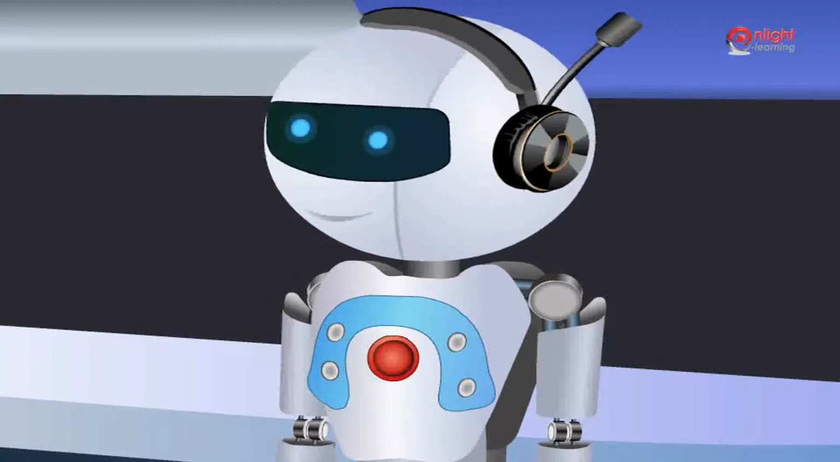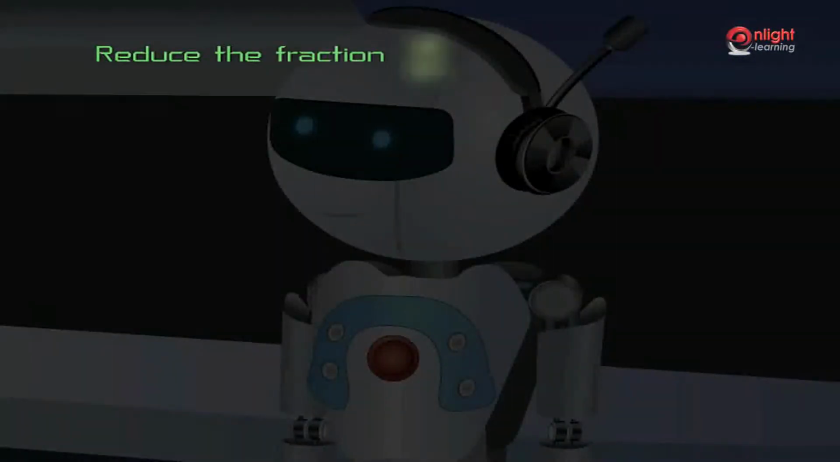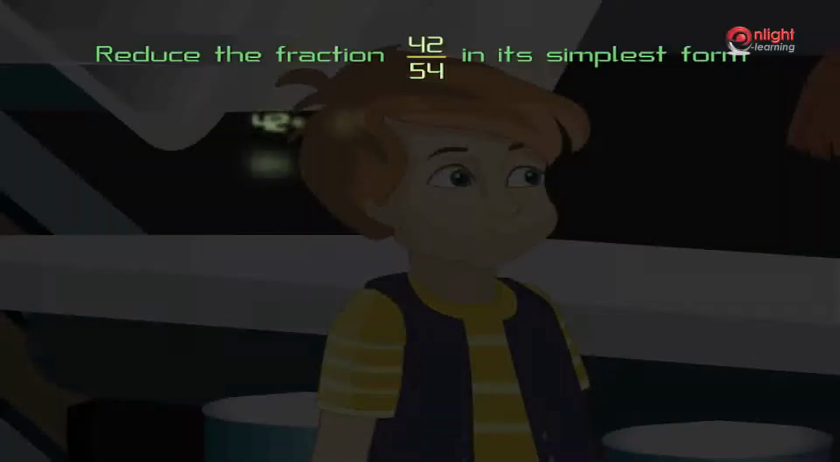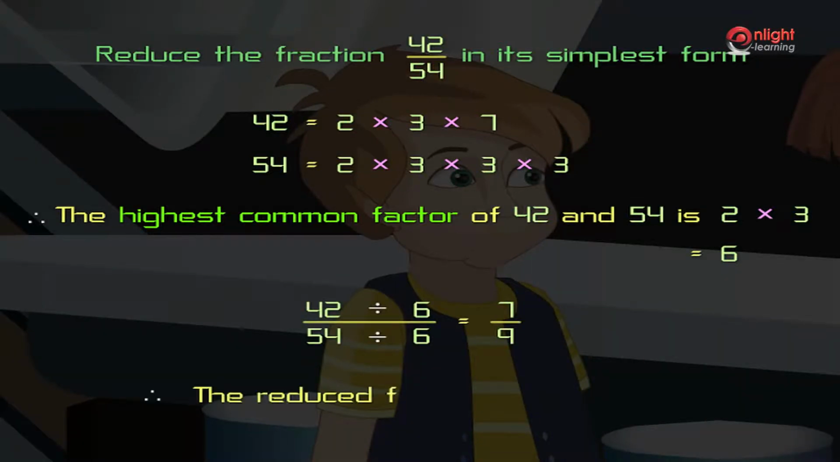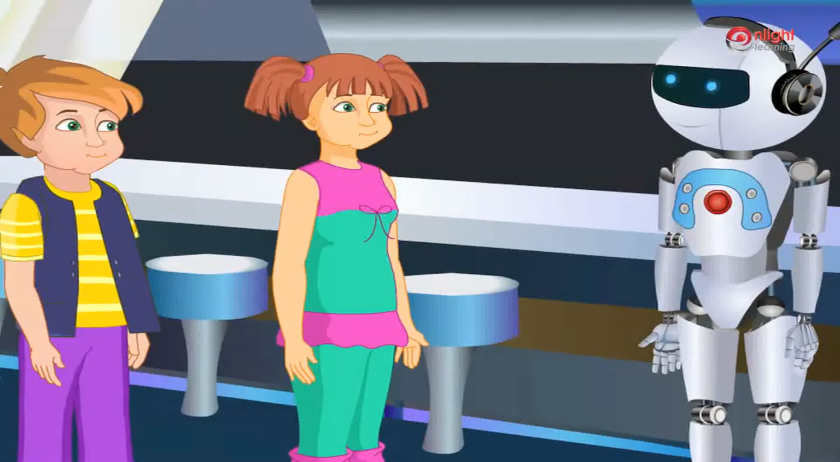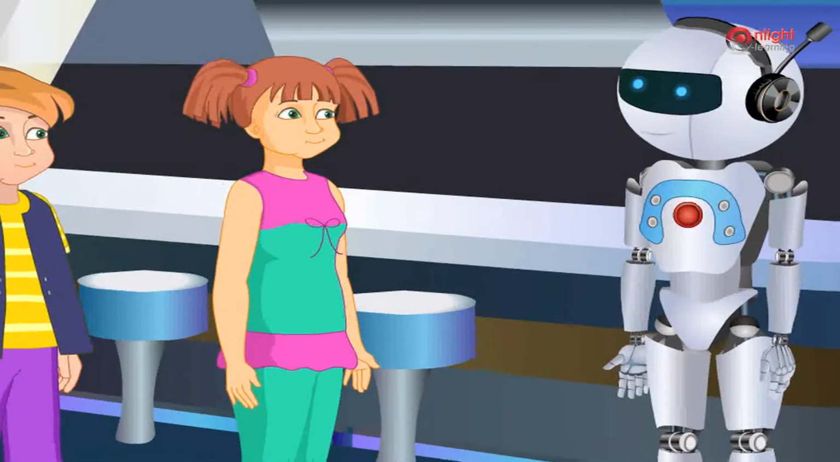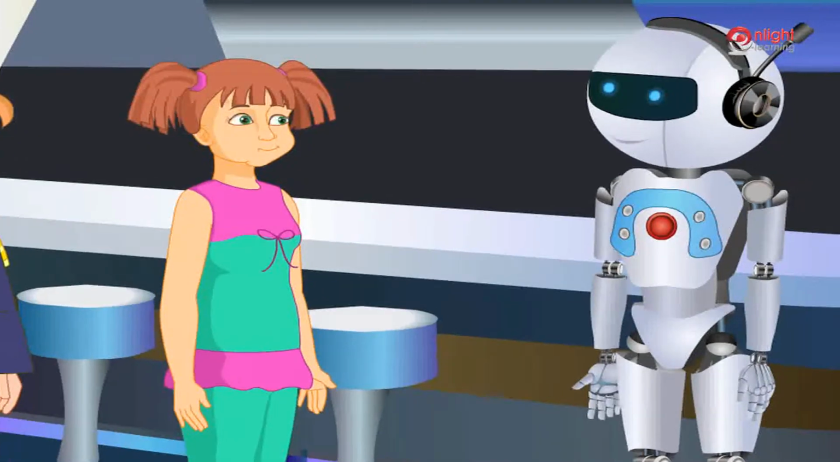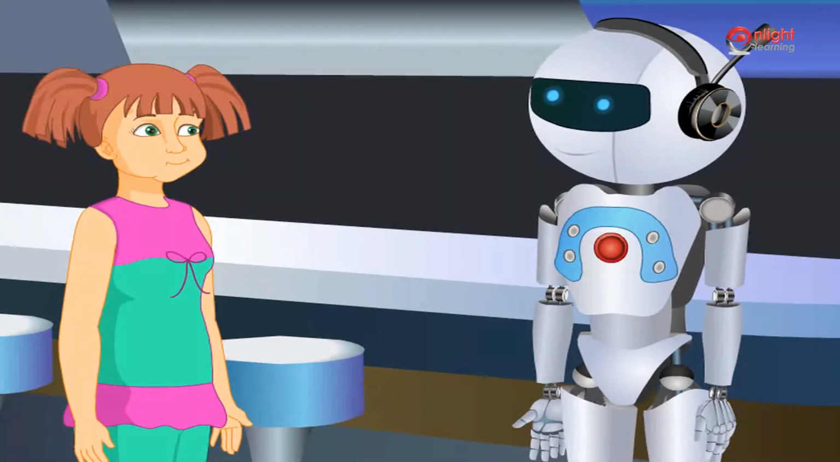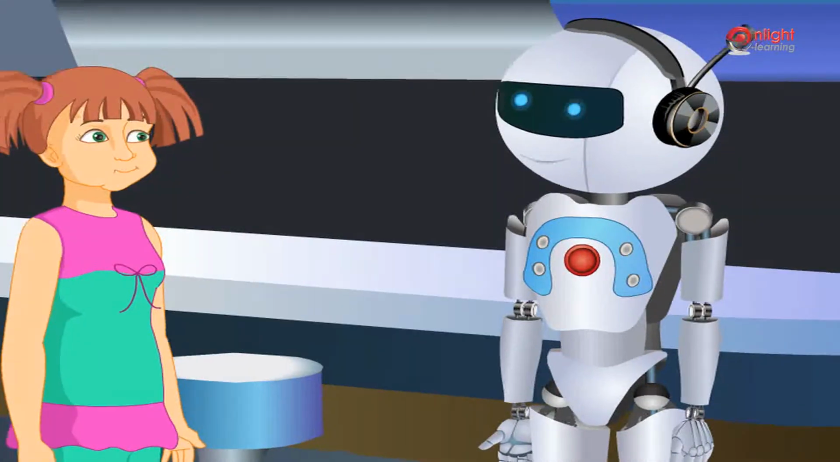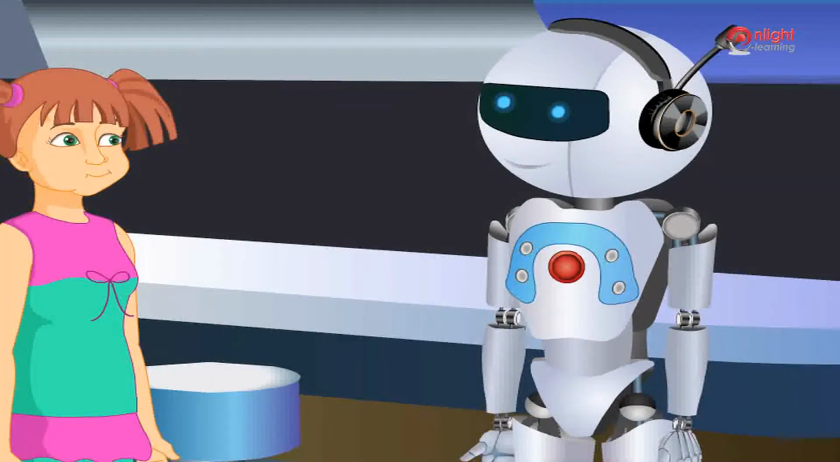Can you try one problem? Reduce the fraction 42 by 54 in its simplest form. The highest common factor of 42 and 54 is 6. Now, dividing both the numerator and denominator by 6, we get the reduced form of 42 by 54 as 7 by 9. Good. Now you have learned both the concepts, namely equivalent fractions and reducing the fractions into its lowest term. This will in turn help us to add or subtract the unlike fractions.